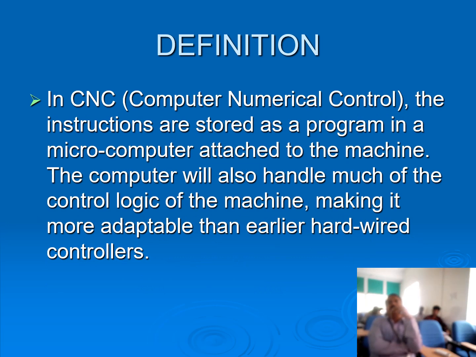So the definition of CNC: it is computer numerical control. The instructions are stored as a program in a microcomputer attached to the machine. The computer will also handle much of the control logic of the machine, making it more adaptable than earlier hardware controllers.